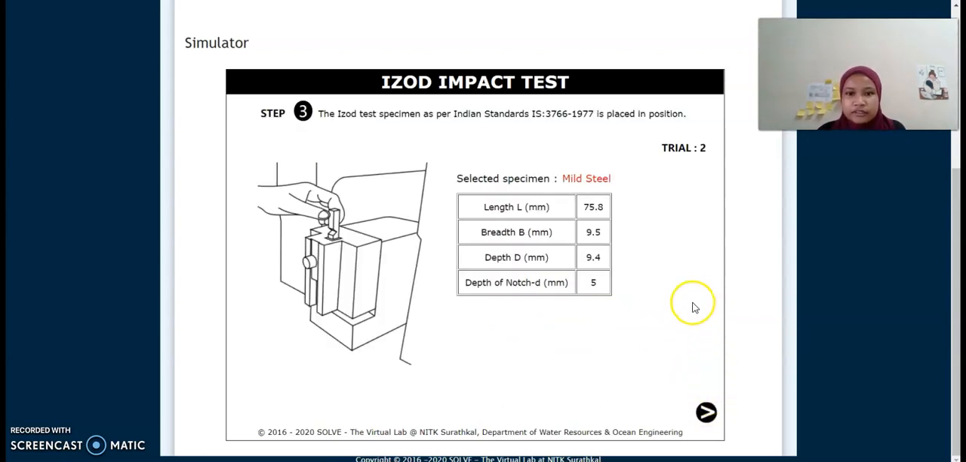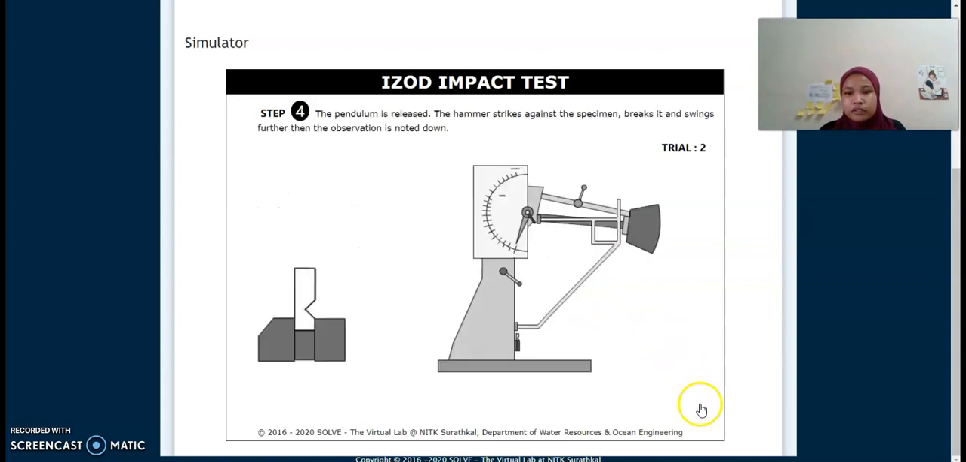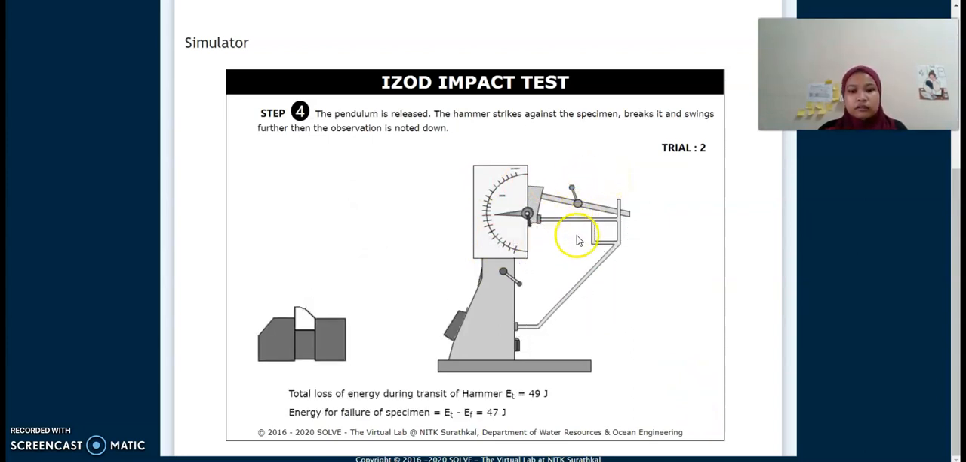For trial 2, the Izod test specimen as per Indian Standard is placed in position. Selected specimen is mild steel, length is 75.8, breadth is 9.5, depth is 9.4, depth of notch is 5 mm. Step 4, the pendulum is again released. The hammer strikes the specimen, breaks it, and swings further, and the observation is noted down. Total loss of energy during transit of hammer, ET, equals 49 joule. Energy for failure of specimen equals ET minus EF, equals 47 joule.